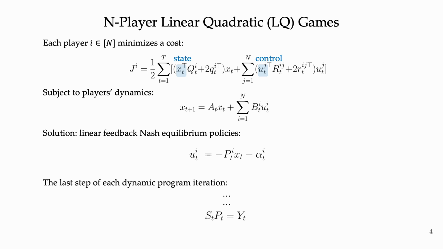At each dynamic programming iteration, the last step involves solving a linear system of equations SP equal to Y, where P represents the joint policy matrix containing all players' policy matrices.